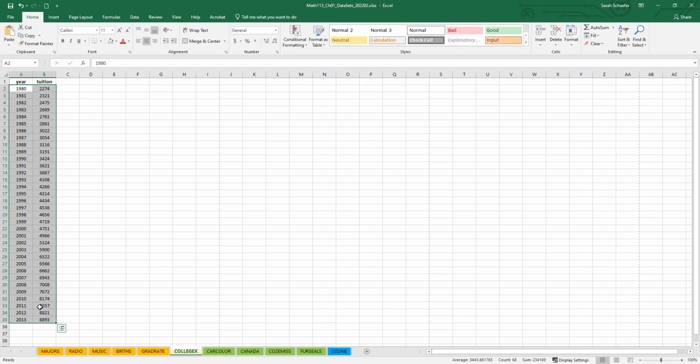Remember, if we were doing a histogram, which is another graph for a quantitative variable, we would only choose these tuition numbers. So histograms is one column of data. Time plots require two columns because one of those has to be the time part.